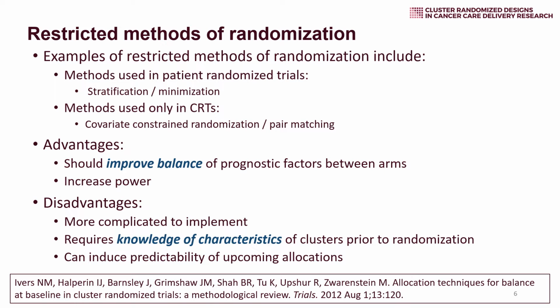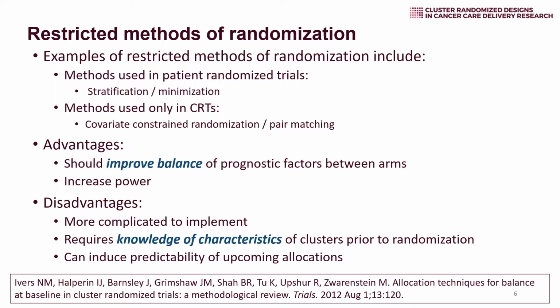So other methods use what we might call a restricted method of randomization. Some examples of restricted methods of randomization include those methods that are commonly used in patient randomized trials, such as stratification or minimization, but also these methods that are only used in cluster trials. And these are covariate constrained randomization and pair matching.